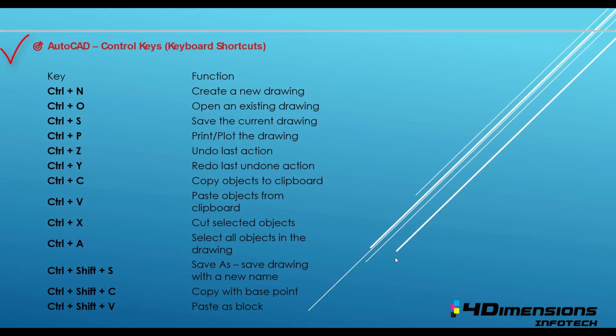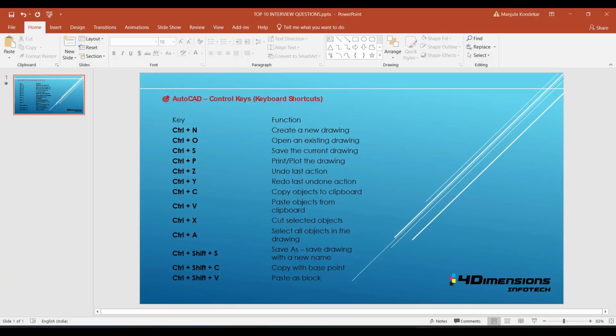So here I am showing you the list of some control keys. Those are the basic control keys which enhance your speed of working with AutoCAD. The first one is Control N to create a new drawing. Control O, Control S, Control P, Control Z, Control I, Control C, Control V, Control X. Let's learn one by one.